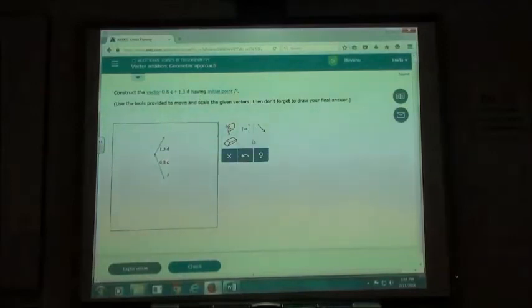I'm going to click. Now I'm going to finish drawing my vector. I'm going to take the vector tool, starting at P, ending on the D. And that's going to be my drawing.